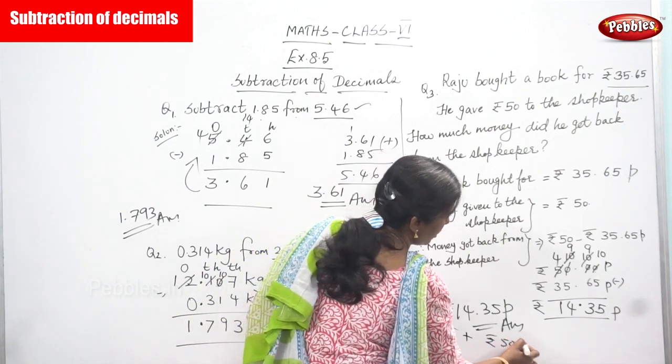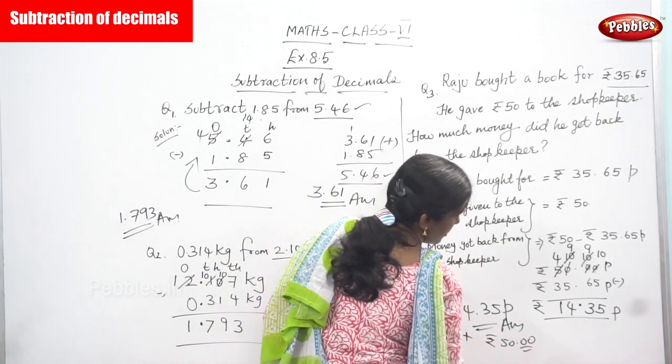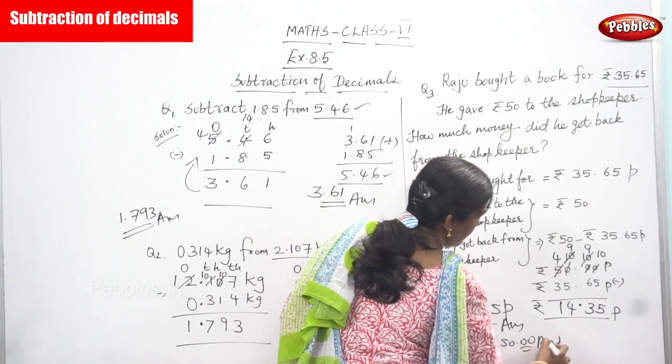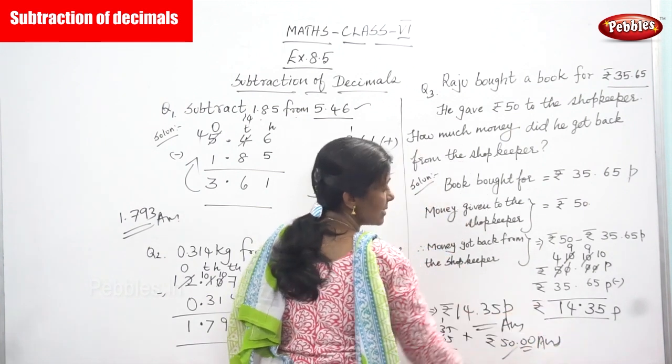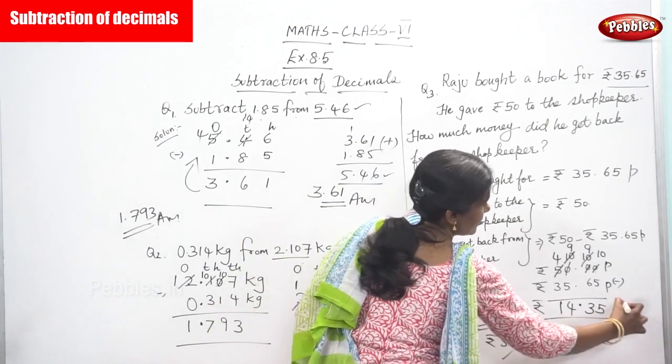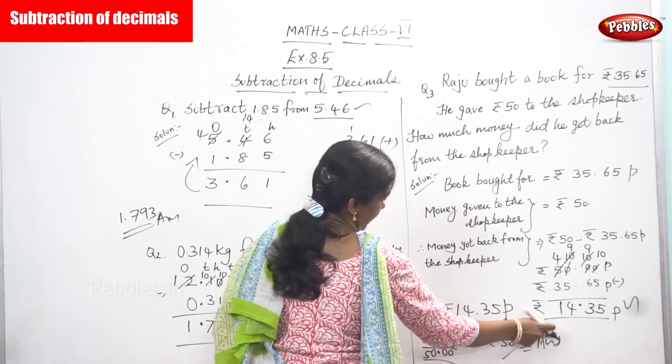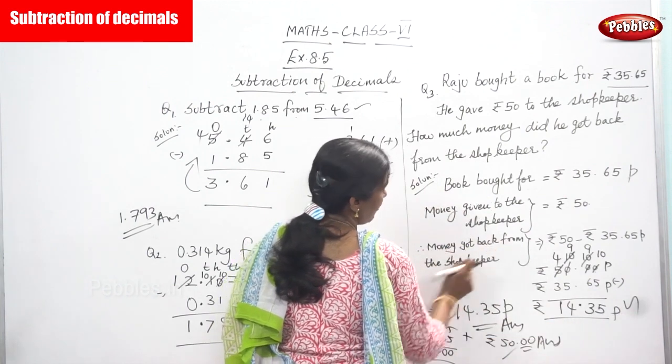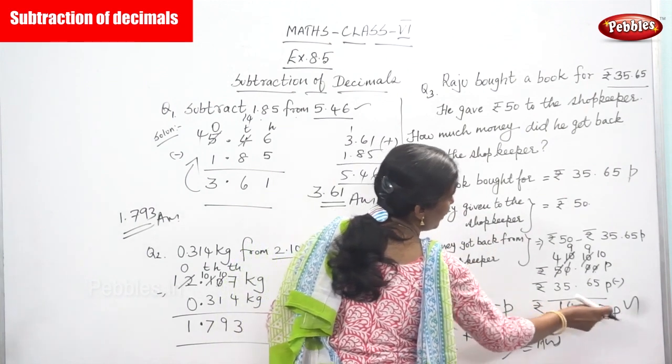So this is the amount he already paid to the shopkeeper. You get exactly 50 rupees. So the answer 14 rupees 35 paise is exactly right. Therefore, money got back from the shopkeeper is rupees 14.35.